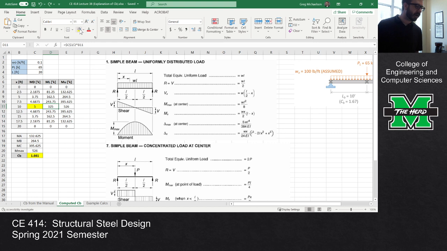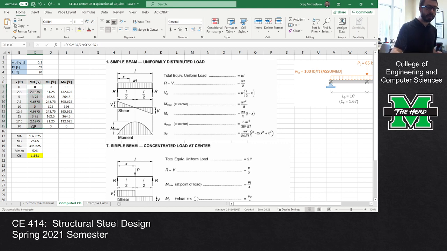But if you actually wanted to compute CB, I want to show you how you would do that if you had mixed loads. So if you had a distributed load and a point load and you wanted to accurately compute CB, here's how you would do it. First off, what you would need is your moment diagrams. You would need the dead load moment diagram and the live load moment diagram.